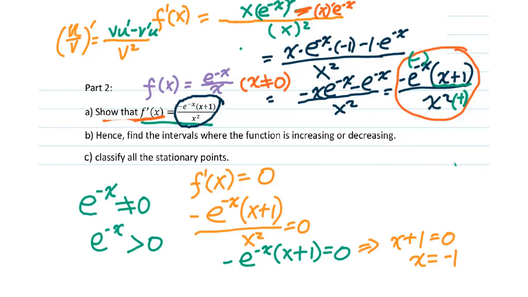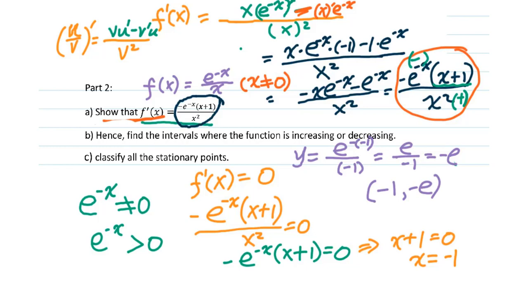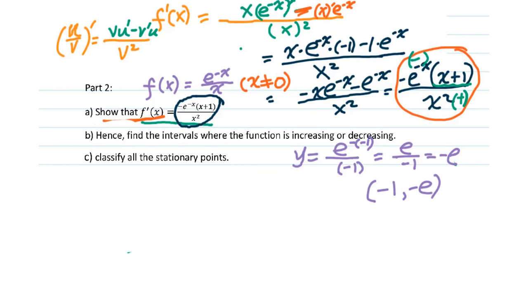The y equals, we put into the original function, that will be e to the -1 over -1. So you will get e to the first power over -1, that is a negative e. So basically, the stationary point you will get is (-1, negative e). Now classify whether this point is a maximum or minimum.